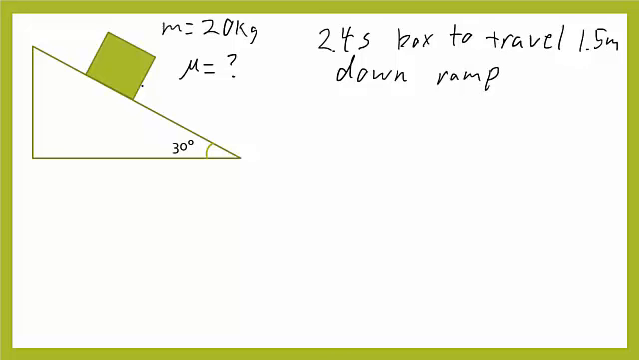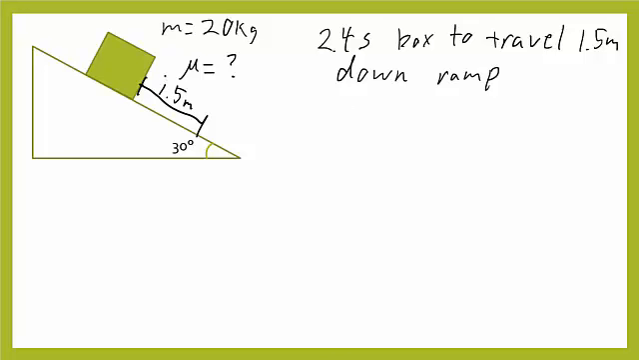Okay, so it's traveling in this direction, 1.5 meters. If that's how long it takes for it to travel that far down the ramp, we can use that information to solve for the coefficient of friction. Well, this little part here is just to help us find the acceleration.